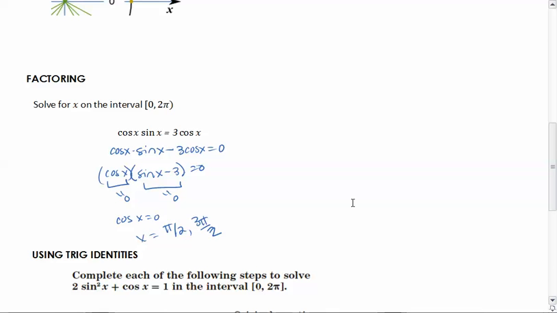Now, when does sine x minus 3 equal 0? That's the same as when does sine x equal 3? For what value of x could we ever get 3? We can't, right? The very largest value we can get is a 1 when we plug in pi over 2 or something like that. So our only answers are pi over 2 and 3 pi over 2 on the interval 0 to 2 pi.